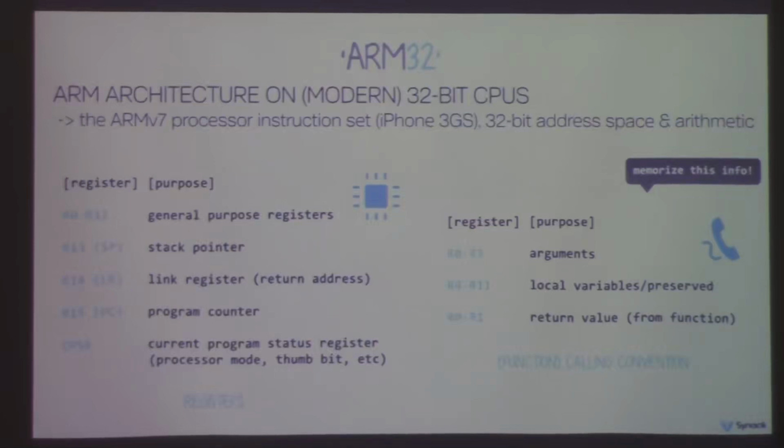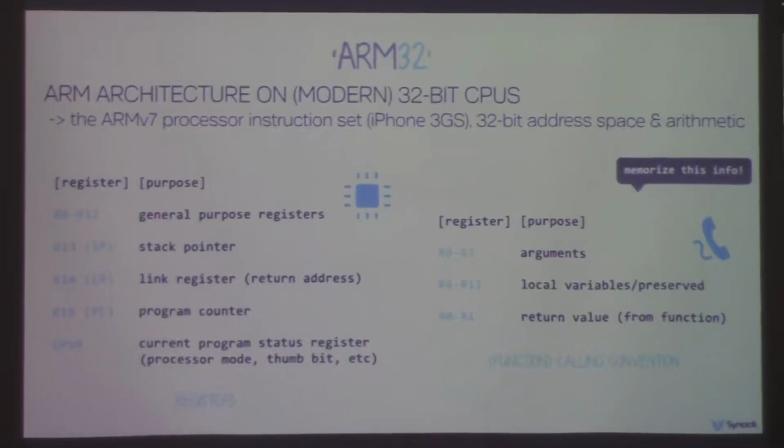In terms of a function call, R0 through R3 are going to have the arguments. And then the return value from the function is going to be in R0 or R1. So when you're reverse engineering, if you want to see the value that the function is returning, you just look at what's in the R0 position.